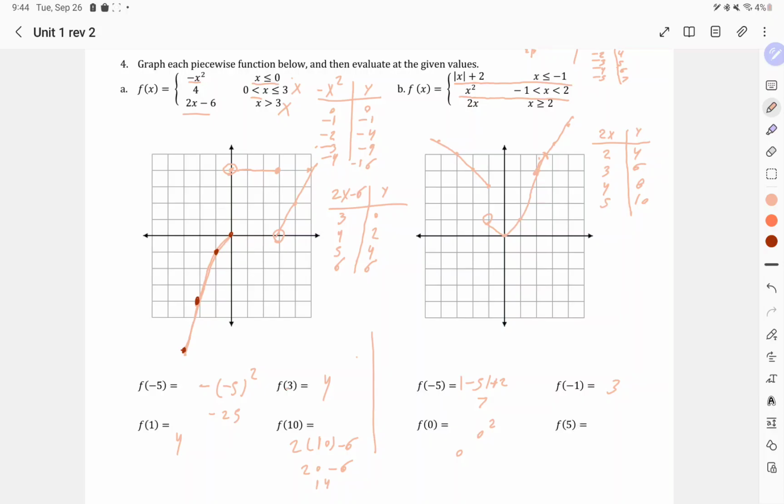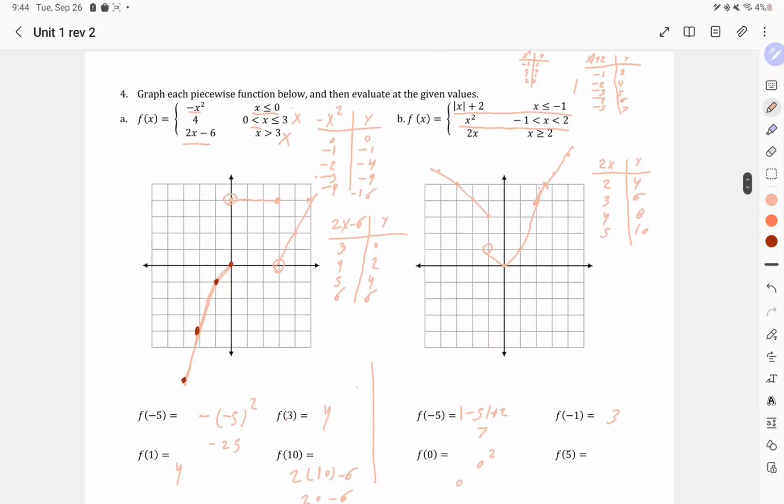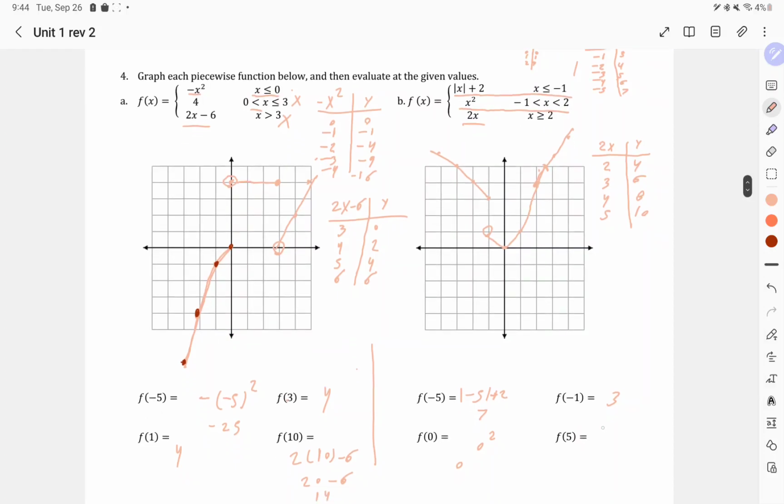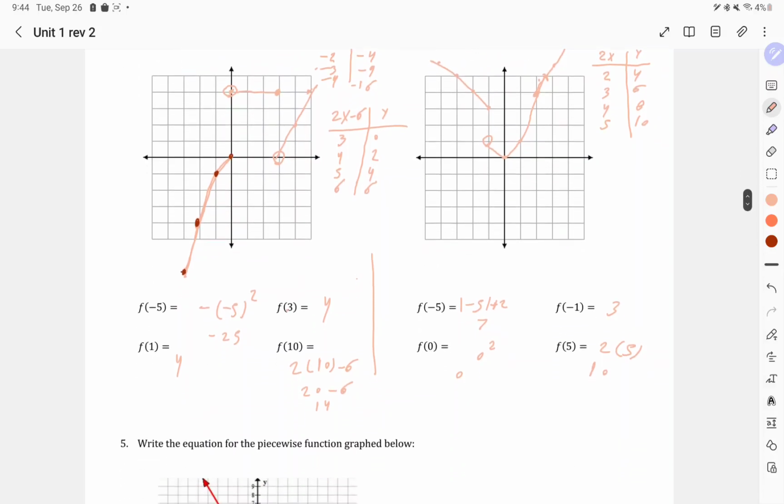All right, let's see. 5. F of 5. What can we do with this? We can plug it into this one because it's everything more than 2. All right, let's go for it. 2 times 5, which is 10. All right, we're done with that.